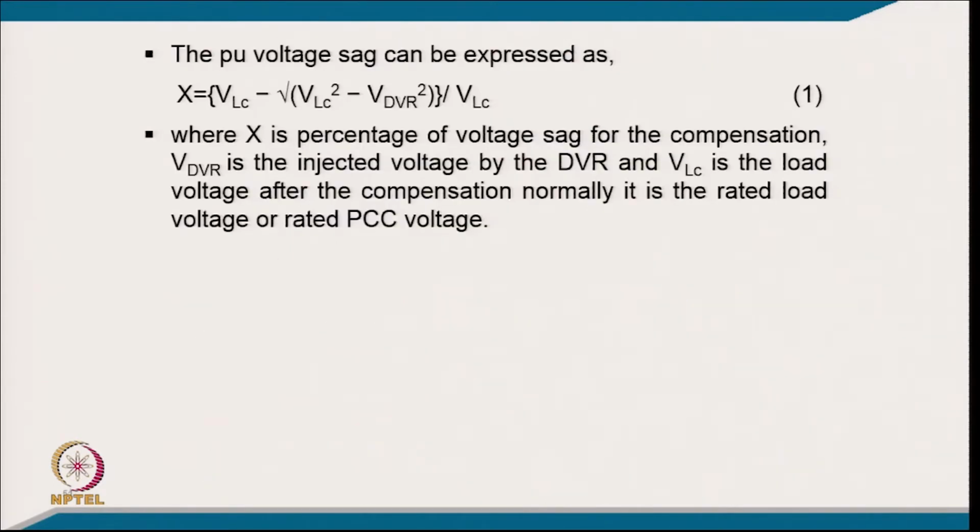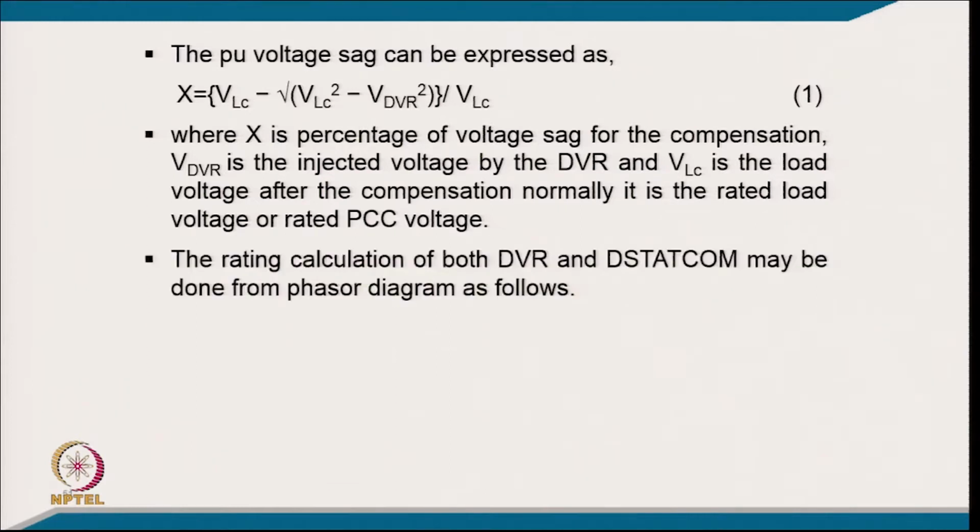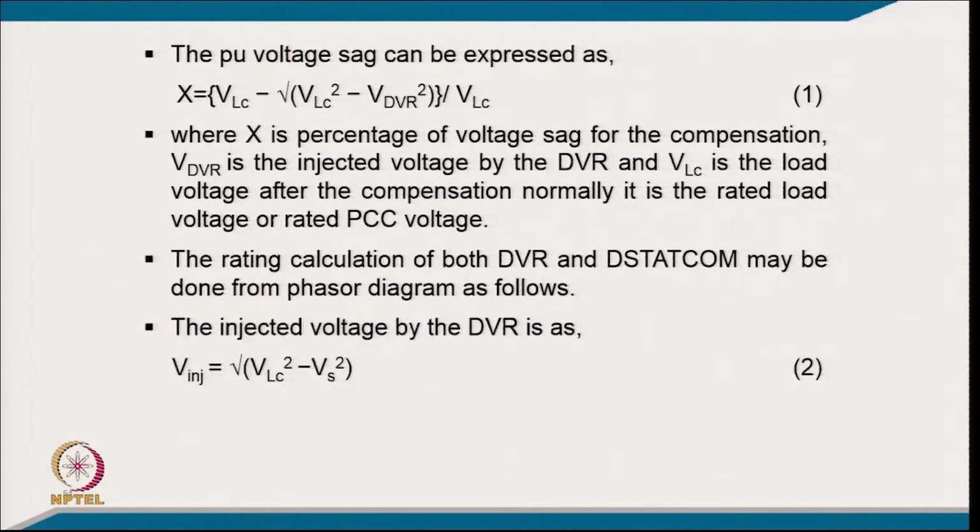And as far as the rating for voltage sag compensation, you can calculate it as the load voltage minus the square root of VLC squared minus VDVR squared, upon VLC, that is the per unit voltage sag which we can compensate depending upon the rating of the DVR. X is the percentage of voltage sag for the compensation, VDVR is the injected voltage by the DVR, and VLC is the load voltage of the compensation. Normally, it is rated for load voltage or the rated PCC voltage. So, rating calculation for both DVR and D-STATCOM may be done from the phasor diagram as follows.